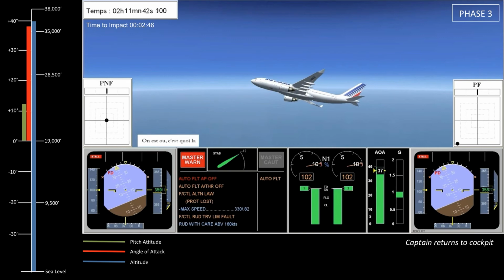Significantly, what might have given the game away was the oral stall warning, but coincidentally it had silenced just as Dubois had entered the cockpit. The reason why the warning had suddenly silenced would suggest that the angle of attack had reduced below the critical value. However, in reality, nothing could have been further from the truth.